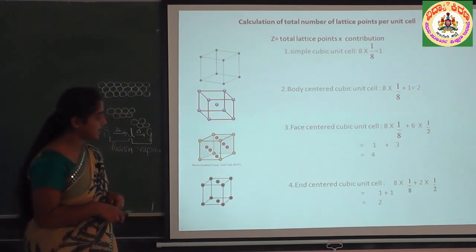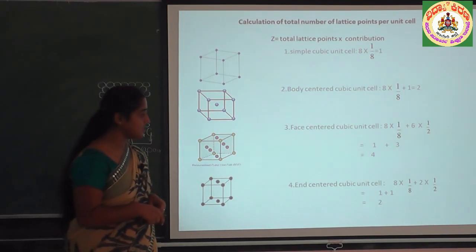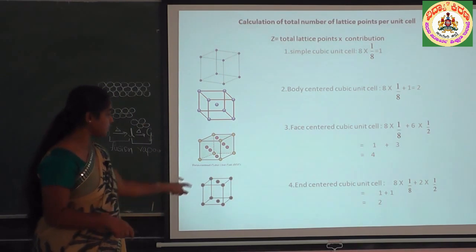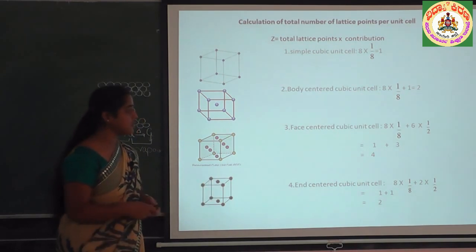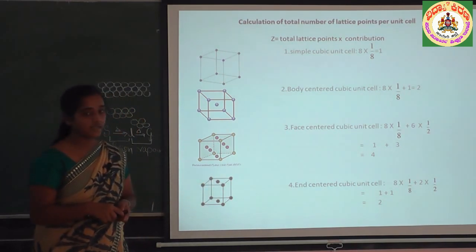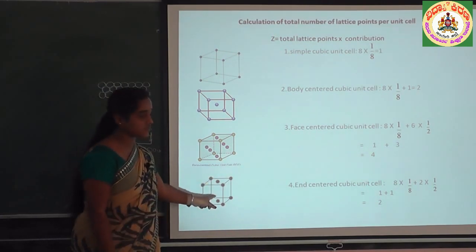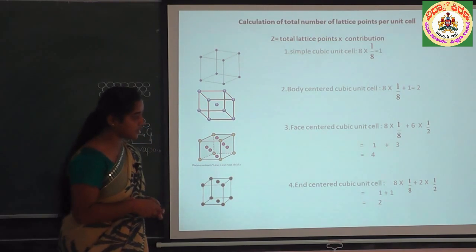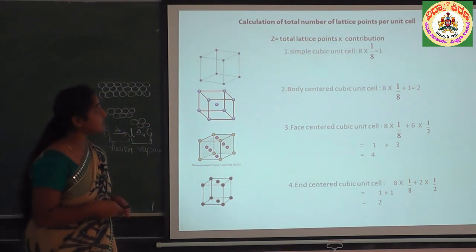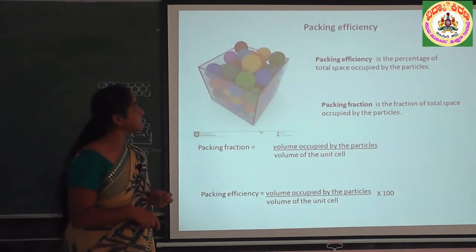Then the last one is the end centered cubic unit cell, where the contribution for the corners is the same, that is 8 into 1 by 8, plus 2 present at the opposite faces. So 2 into contribution 1 by 2, total 2 atoms present per unit cell.